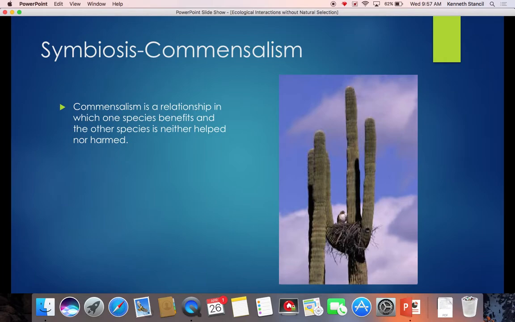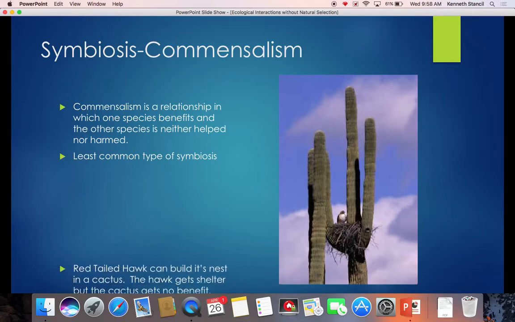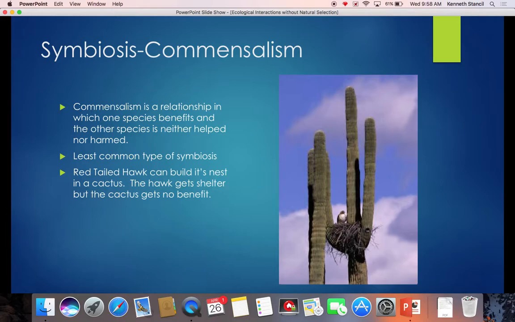So, commensalism, one benefits. Mutualism, both benefit. It is the least common type of symbiosis. A red-tailed hawk can build a nest in a cactus. The hawk gets shelter, but the cactus gets no benefit.